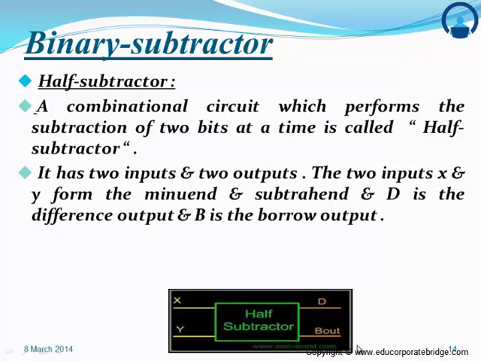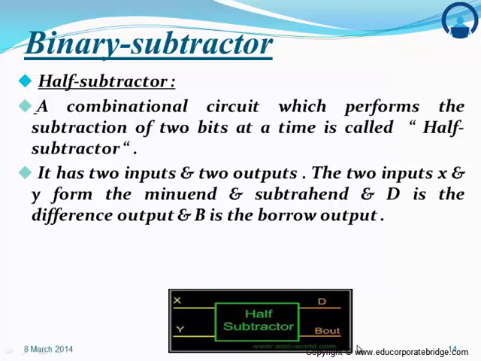The number which is subtracted is called the subtrahend. For example, if x minus y is taken, then y is the subtrahend and x is the minuend, and d is the difference. As we can check, for x minus y, the output d is the difference of x minus y. And if there is a borrow, then we can give it as b, which is borrow.